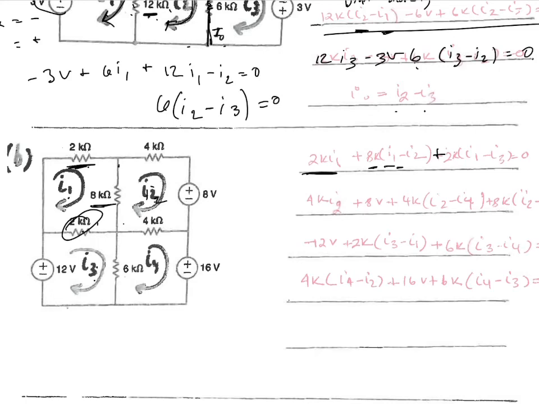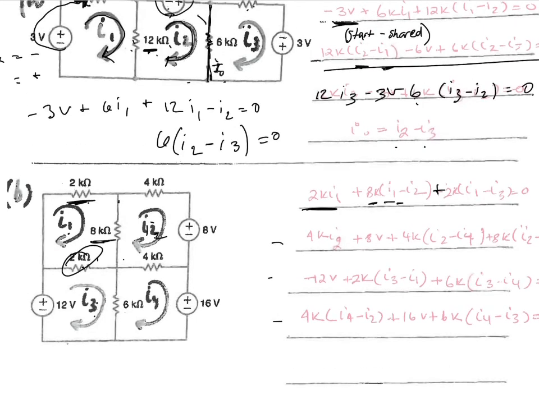And we do that for the rest of the 3 boxes. And there's no other external current source here that we see that we need to write down an extra equation.